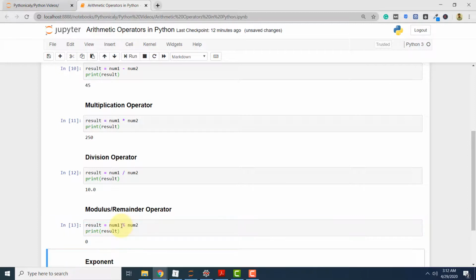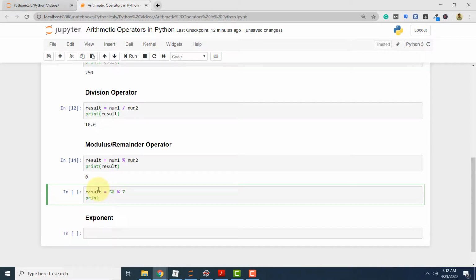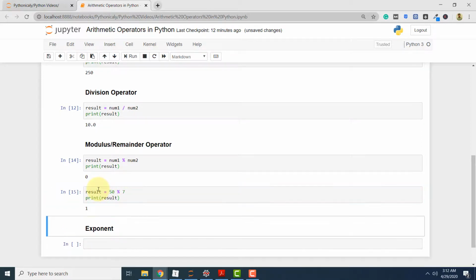Result. Yes. And just for the sake of example, let's try to divide 50 by 7, and it should be, I think, 1. Yes, 7 into 7, 49. Result is equal to 50 modulus 7, print result. In this case, you see the remainder 1. So this is how you use remainder operator in Python.